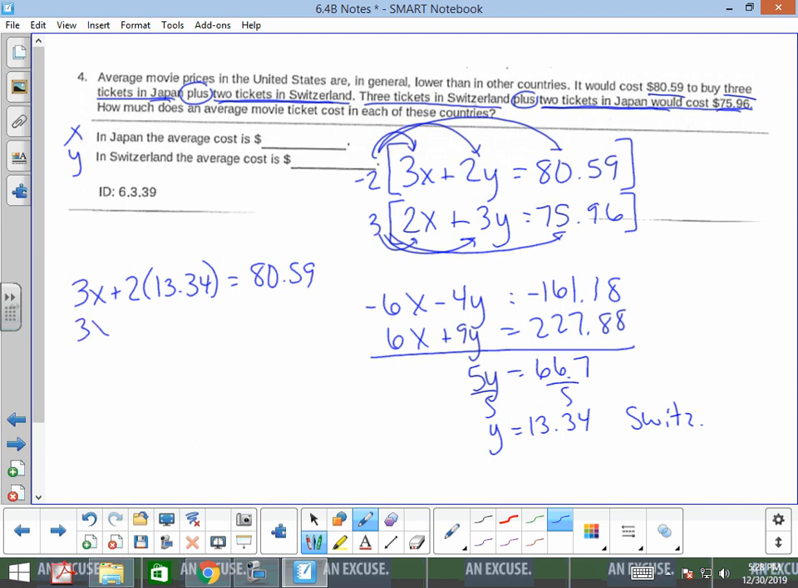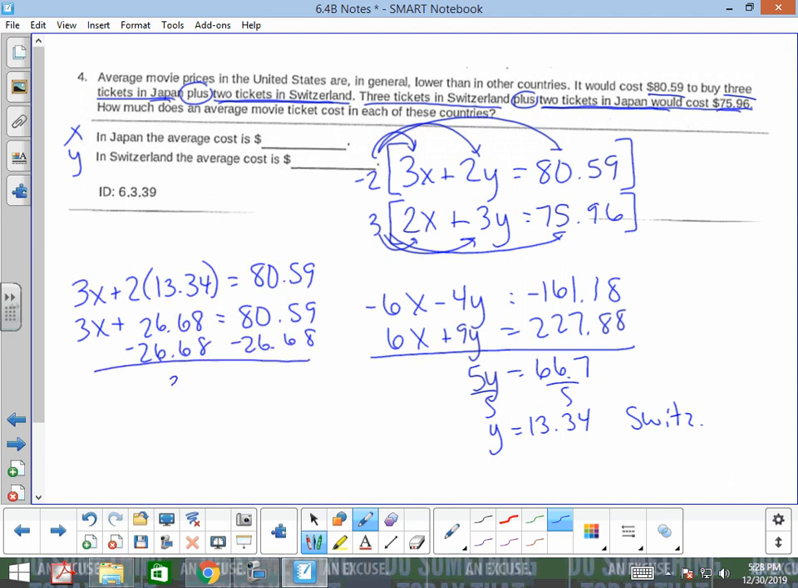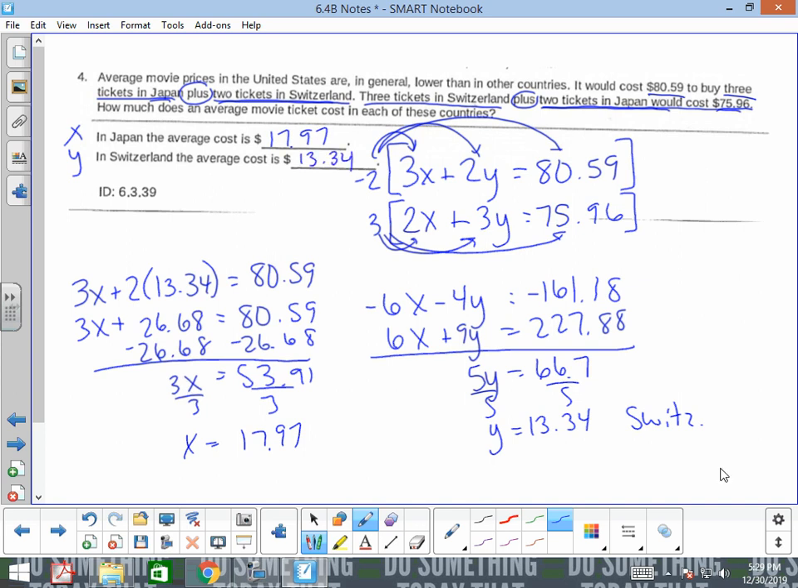It doesn't matter which equation you use. I usually go back to the original, though. You'll get the same answer either way. Subtract 26.68 and divide by 3. So x, which is Japan, is $17.97. And Switzerland was $13.34. So just be careful when you're reading that one because they switch it up in that next sentence after they tell you how many tickets there are.